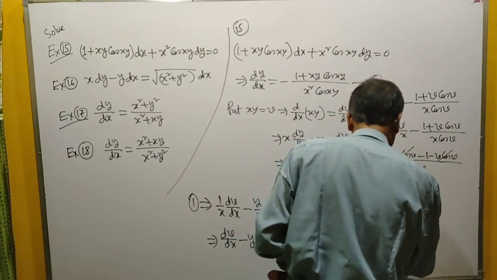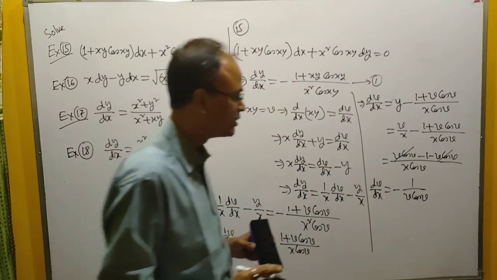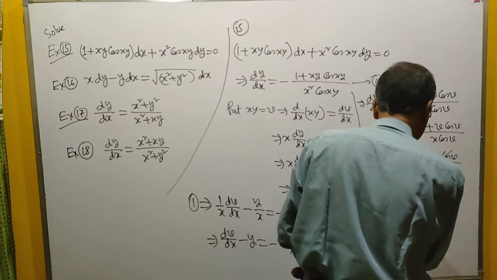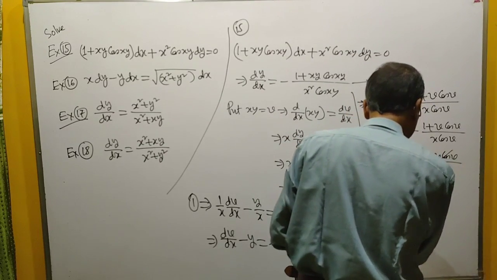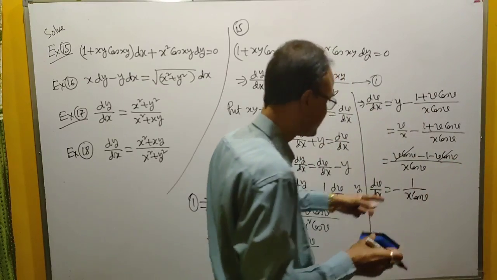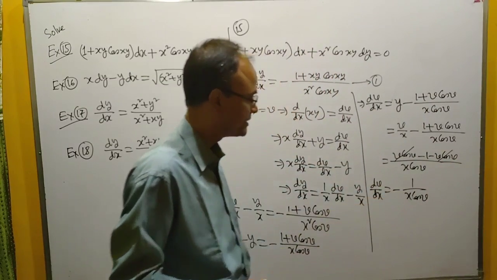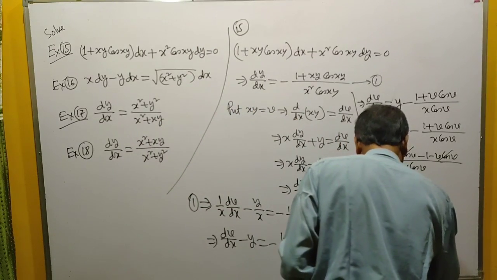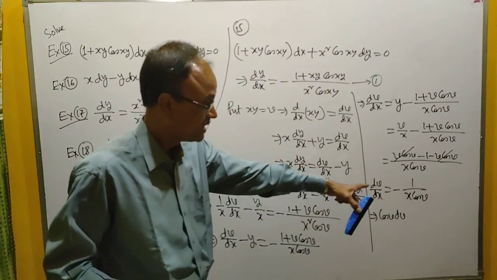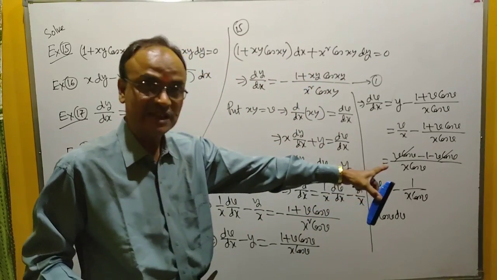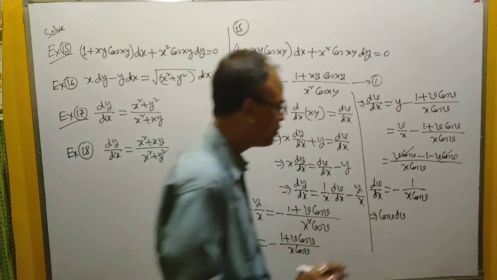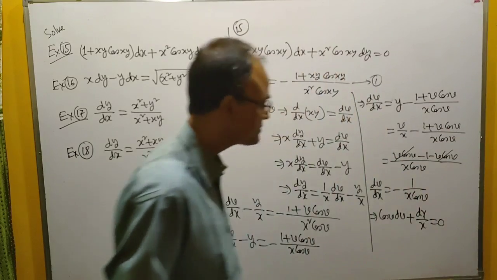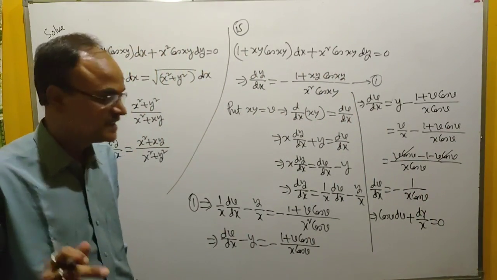So dv by dx equals minus 1 by x cos v. Now separate the variables. This means cos v dv is equal to minus dx by x, or you may write cos v dv plus dx by x equal to 0.